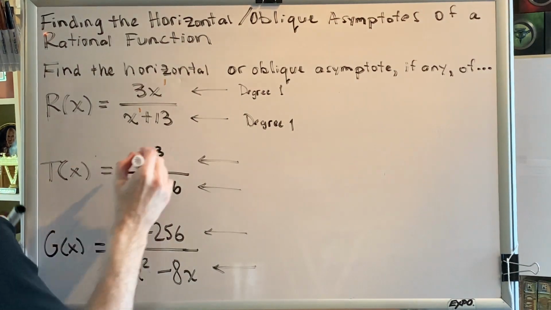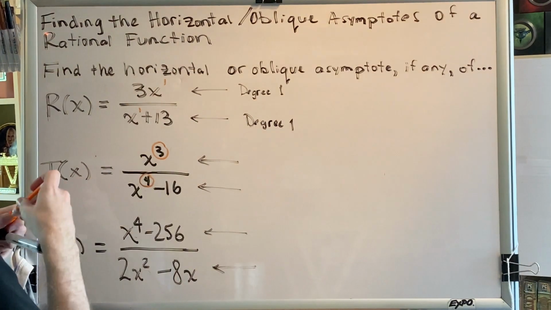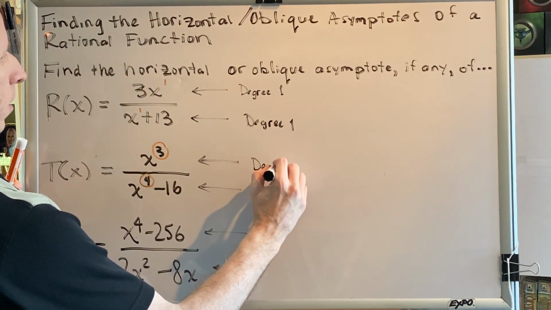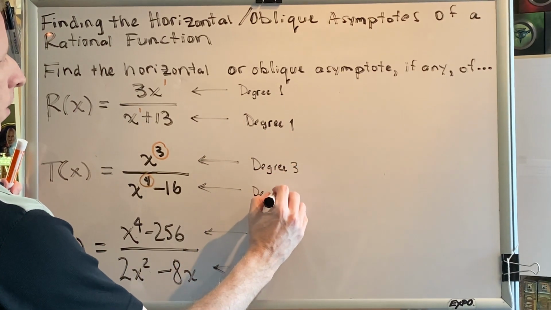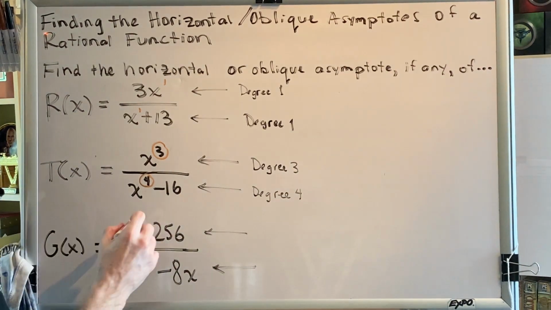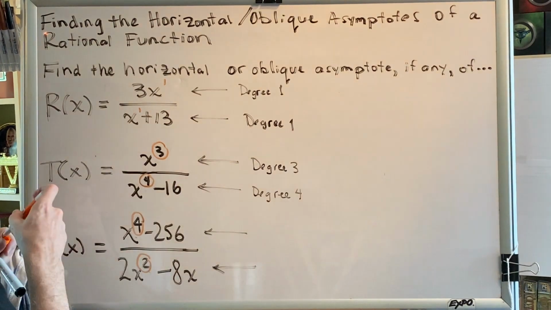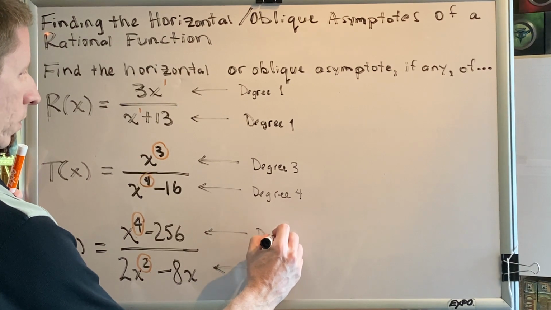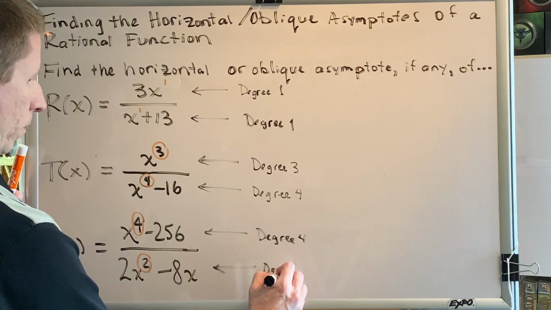Okay, next. 3 and 4 are the exponents that tell us the degrees. So the numerator has degree 3, the denominator has degree 4, and for our last rational function, we've got 4 and 2. The numerator is degree 4, the denominator is degree 2.